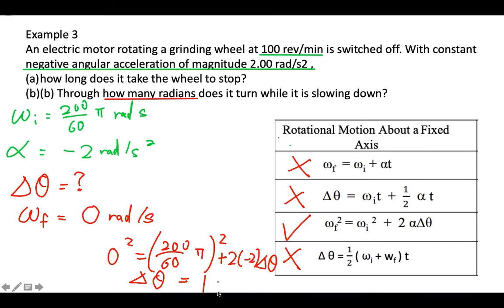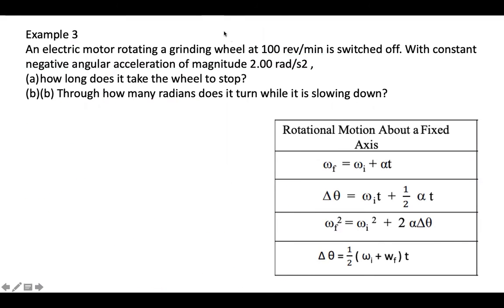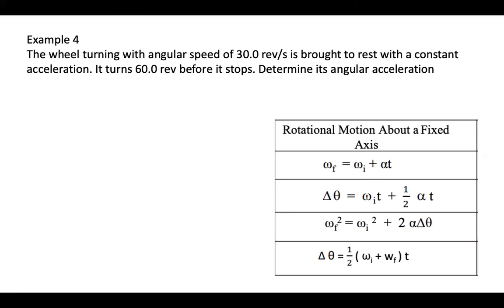Okay, 109.7 radians. Okay, cool. And next, the wheel turning with angular speed of 30 revolutions per second. Okay, you need to be very careful. Angular speed, and the unit is not in radians.